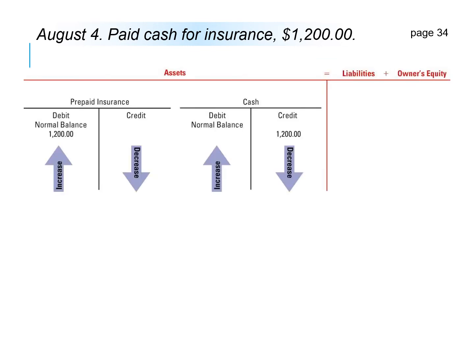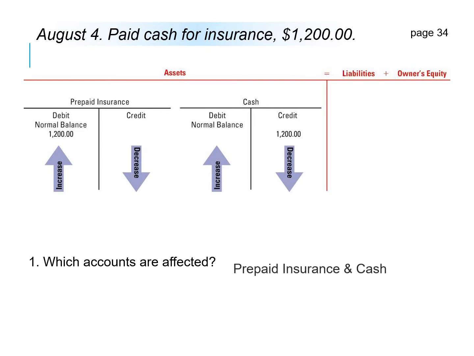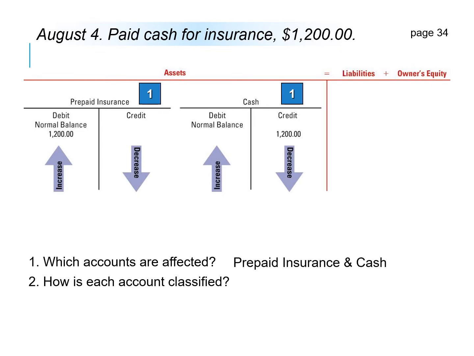August 4th, paid cash for insurance, $1,200. Which accounts are affected? We know that insurance is affected, which will be our prepaid insurance, and cash. How is each account classified? Again, prepaid insurance and cash are both asset accounts, which means only one side of the accounting equation is being affected, which means we have to have an increase and a decrease on the asset side.